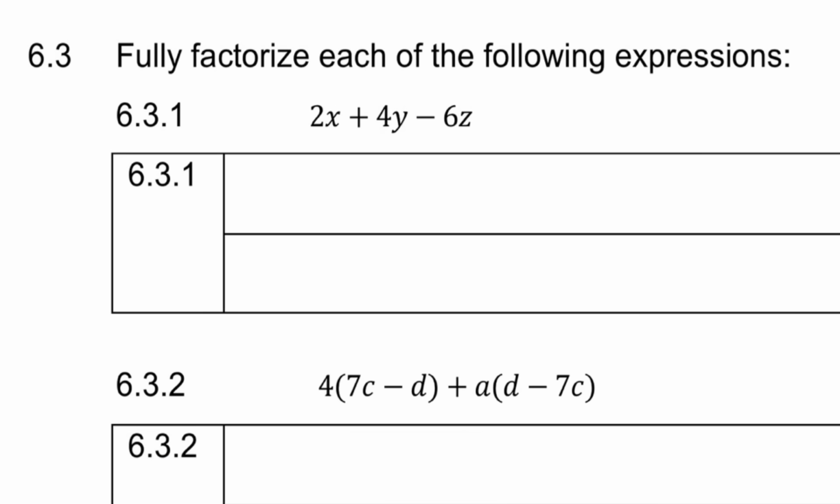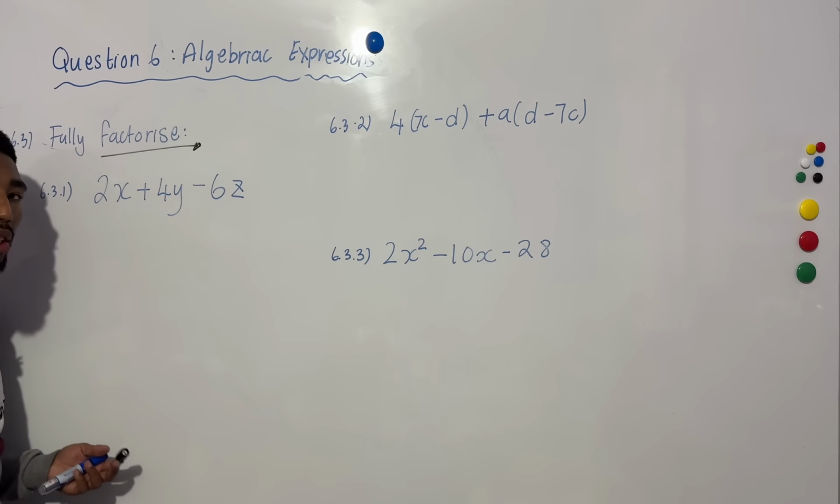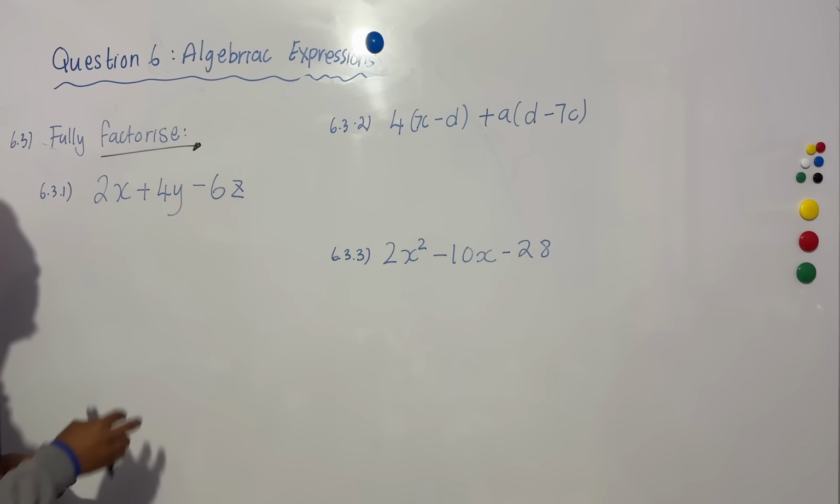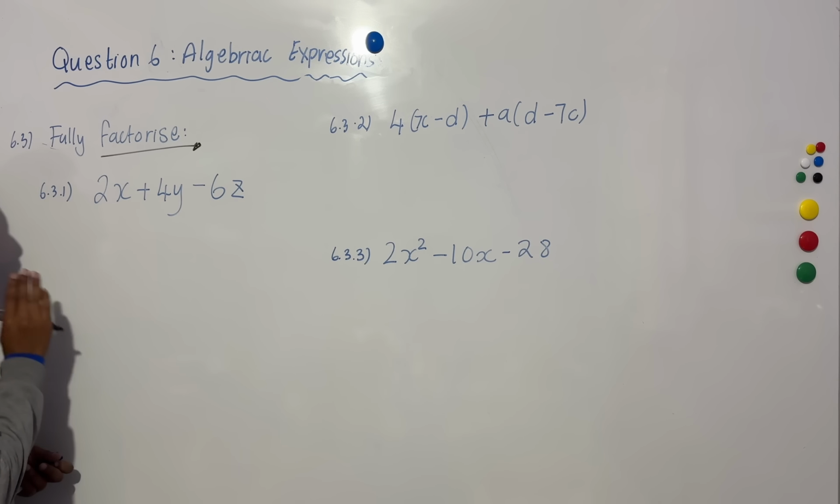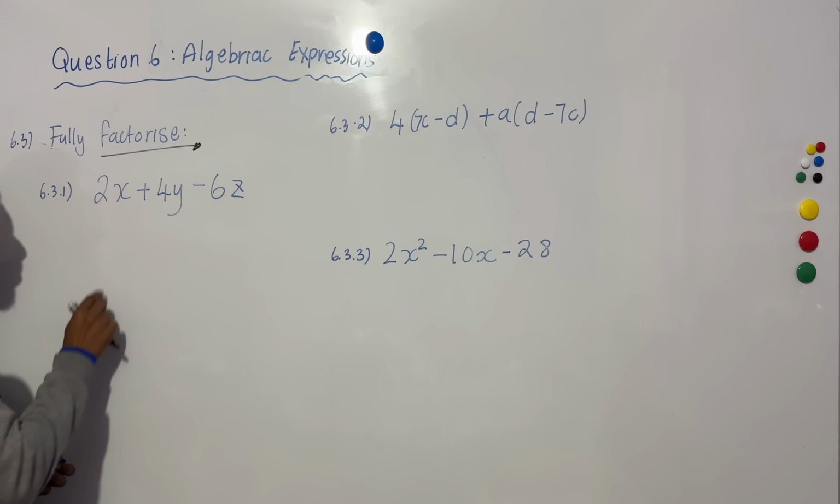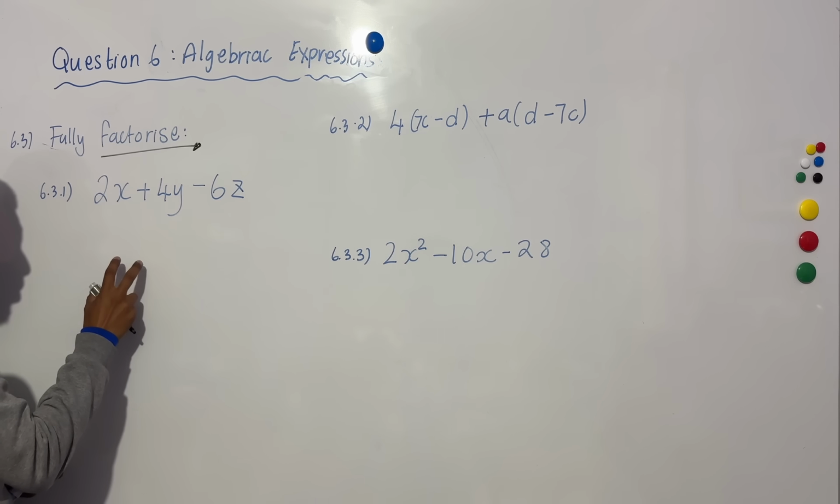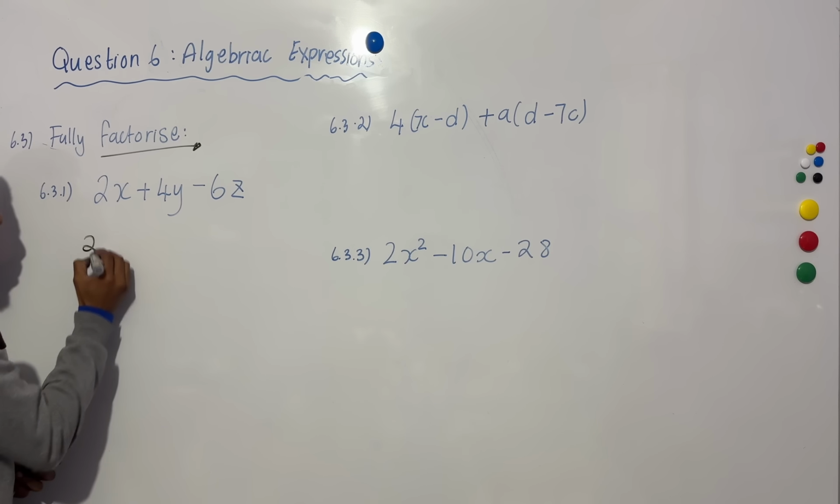Fully factorize. I know this word is a nightmare in grade 9 when you are first introduced to it. But yeah, we have to do it. So when we fully factorize, we first look at the common factor. Are there any common factors here between the letters and the numbers? Yes, 2, 4, and 6. The common factor here is 2. We have 2 as a common factor.